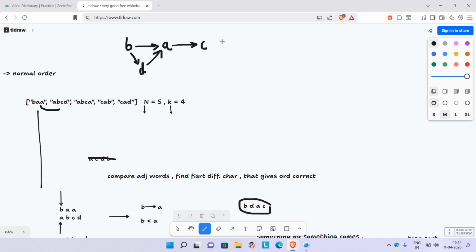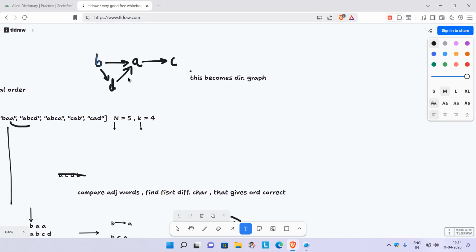So this becomes a directed graph. From here we can simply apply topo sort, and we have to treat these as numbers, A, B, C, D as 0, 1, 2, 3.